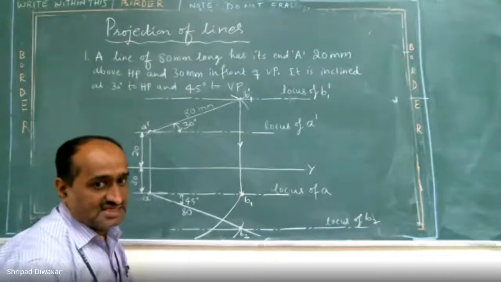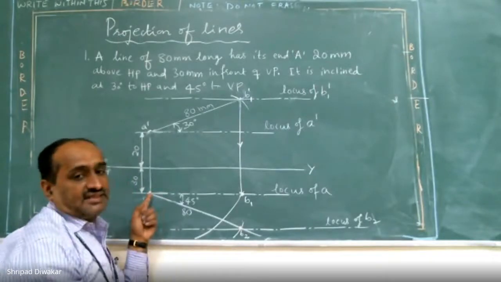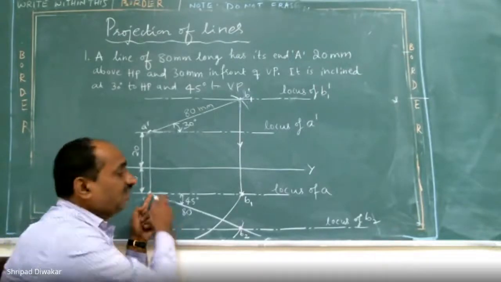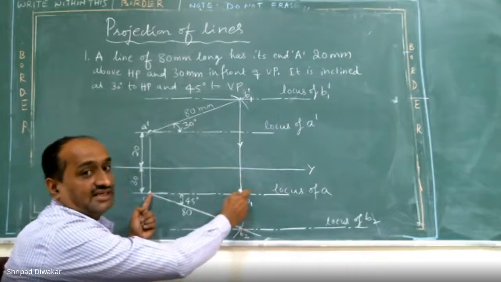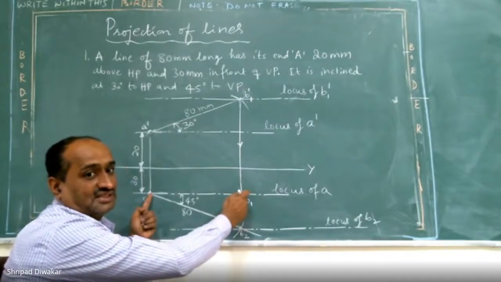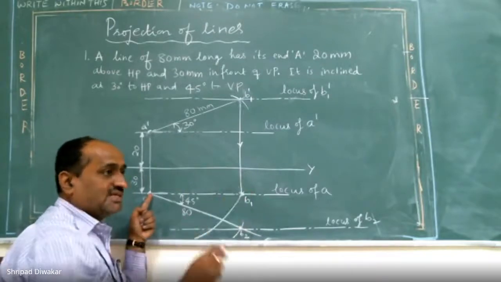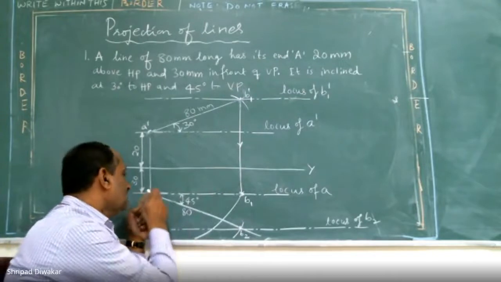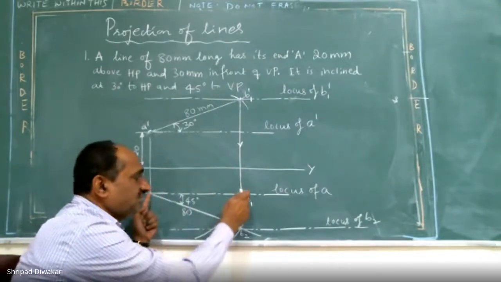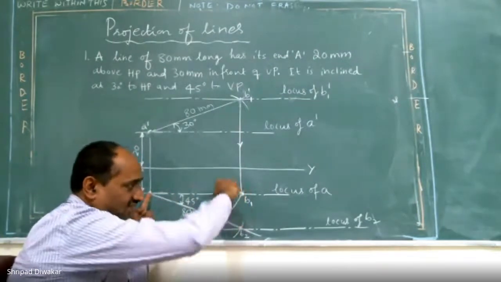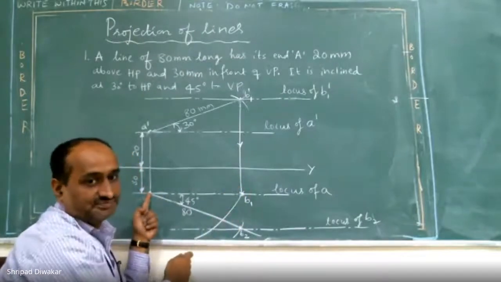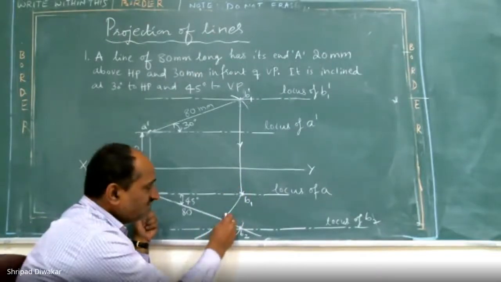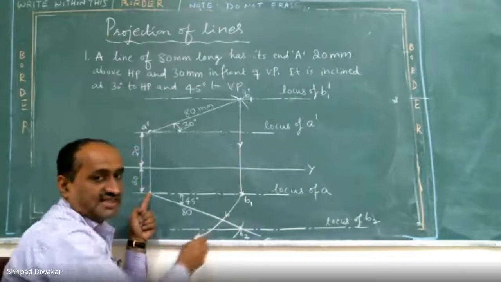Using compass, take A as center. AB1 as radius. It is not 80 mm. You have to measure with the compass only. Take compass, take A as center, AB1 as radius. Draw the arc. You see the arrow mark, I'm drawing in this direction.